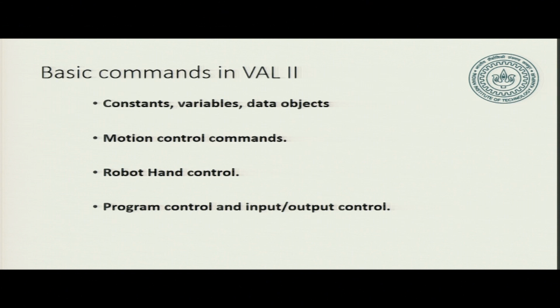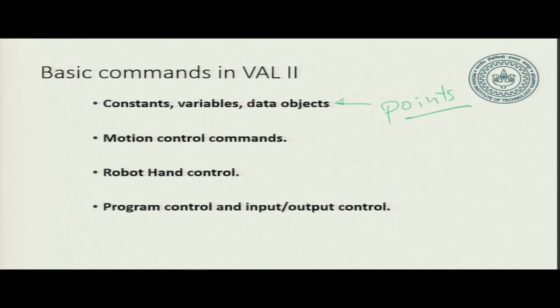In the last class, we looked at the commands we essentially have in the VAL language. Any VAL language program will consist of these 4 parts. The first is constants, variables, data objects, which are basically defining all the points in space where the robot has to go. The second is motion control commands, that is, the robot has to move in space.